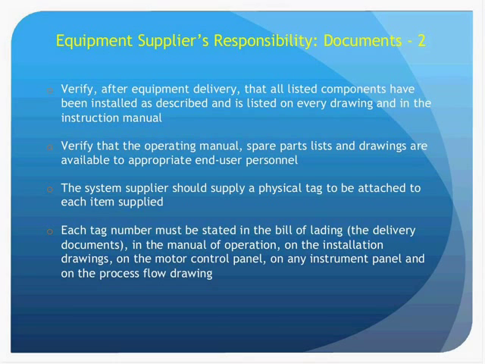They should verify that tags are attached to each item, or at least are available to be attached to each item. Each tag number should be used on the bill of lading, such as the delivery documents, in the manual of operation, on the installation drawings, on the motor control panel, and any instrument or graphic panel, and on the process flow drawing. It's an easy way for the installers, the equipment users, and the equipment suppliers to identify a piece of equipment should a question occur. Next slide, please.